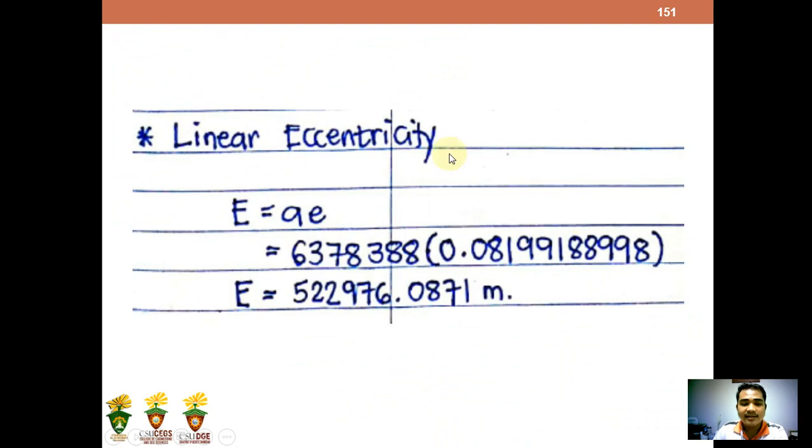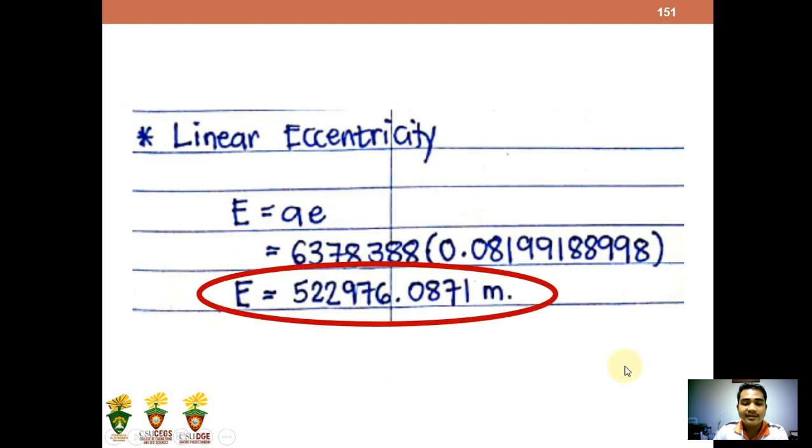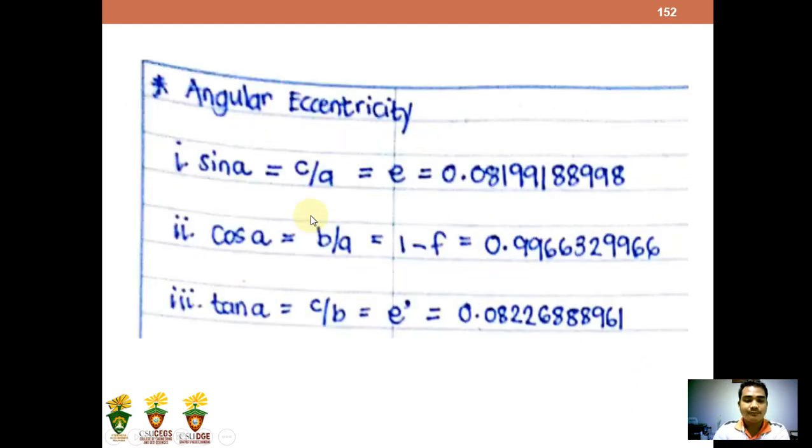Next is the linear eccentricity. For linear eccentricity, we have the formula E equals a times eccentricity. Substitute again the values. We have a, we have e. Therefore, you can have the linear eccentricity to be 522,976.0871 meters. Meters because a is in meters.